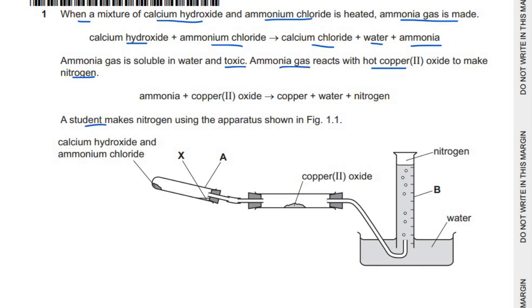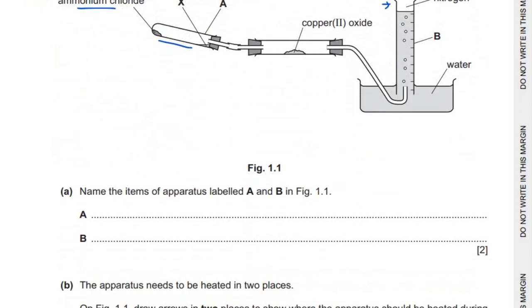A student makes nitrogen using the apparatus shown in figure 1.1, and here is the apparatus shown, where we can see that in the first tube the calcium hydroxide and ammonium chloride are reacted, and in the second tube the ammonia gas produced in the first reaction in the tube reacts with the copper oxide to form copper, water and nitrogen gas, and the nitrogen formed is collected here as shown. Now let's go ahead and see what are the questions following it.